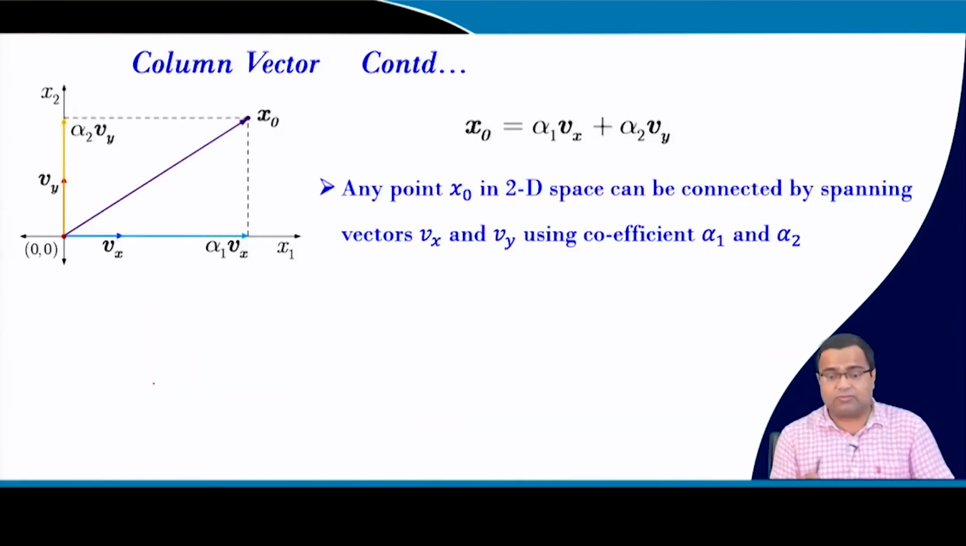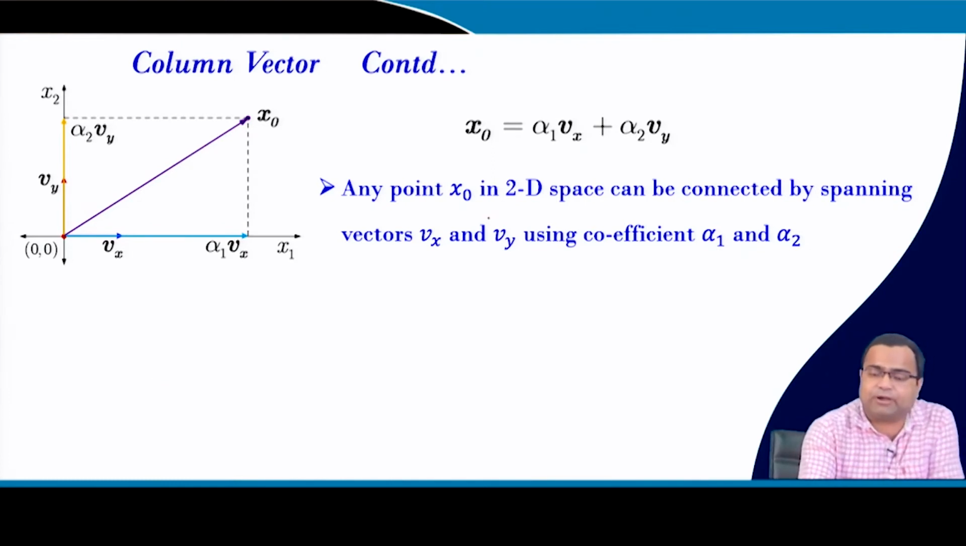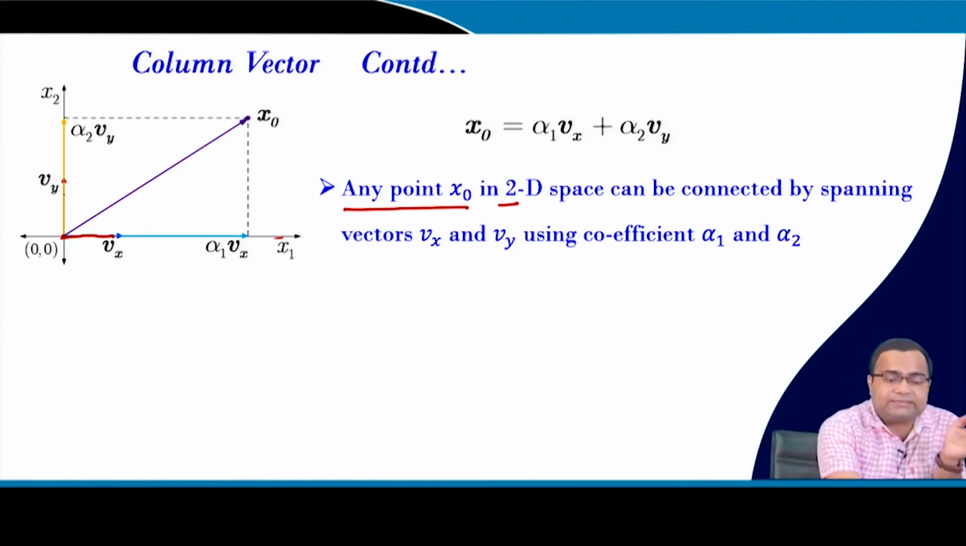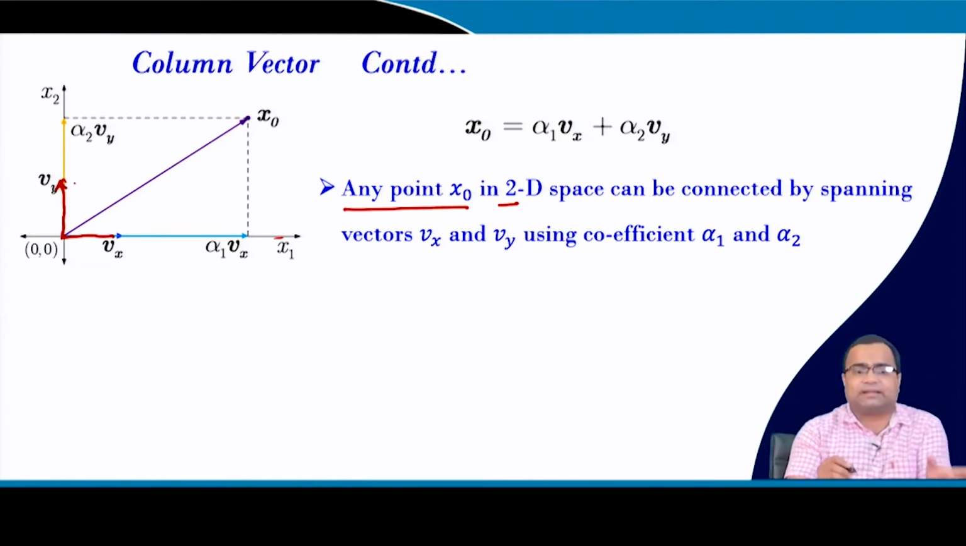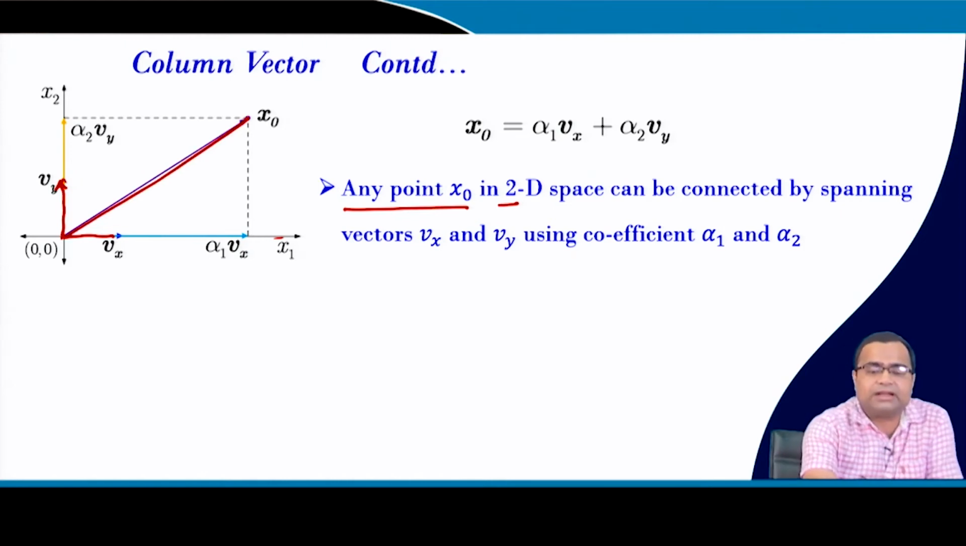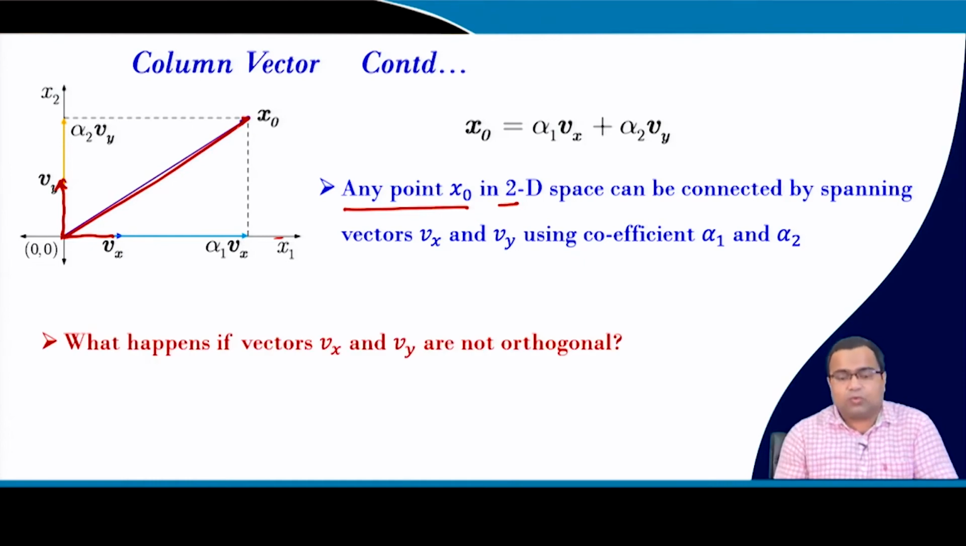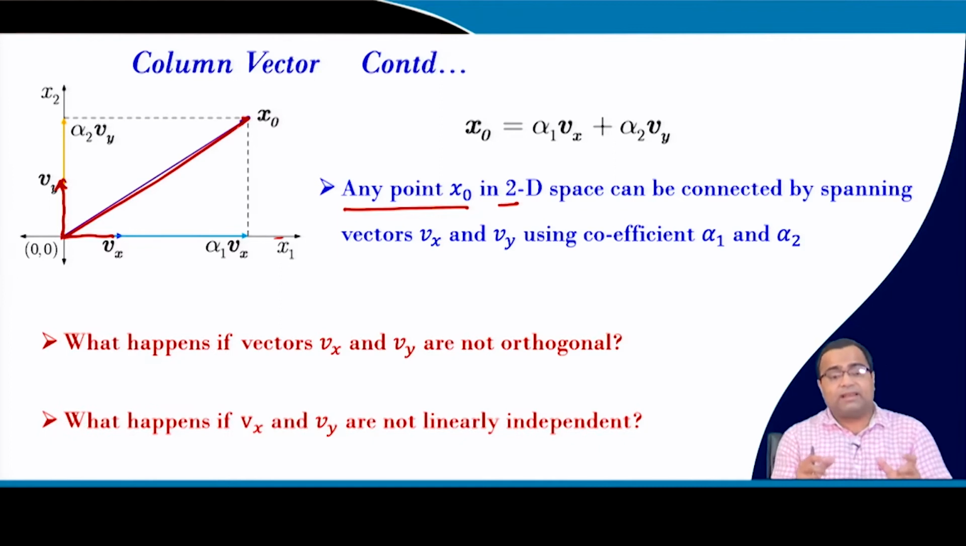So we can get this column vector for any point x0. Any point x0 in the 2-dimensional plane, x1 x2, can be reached by spanning these unit basis vectors. By spanning these basis vectors, we can generate any point in this 2-dimensional plane. Okay? So what happens if the vectors Vx and Vy are not orthogonal? What happens if Vx and Vy are not linearly independent?